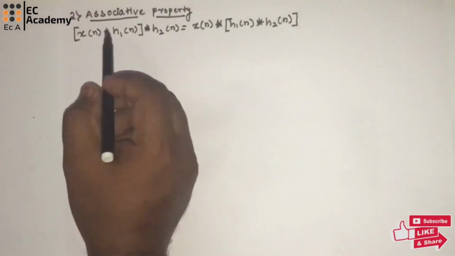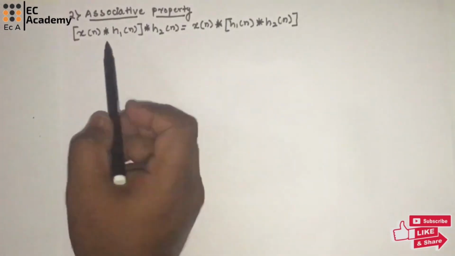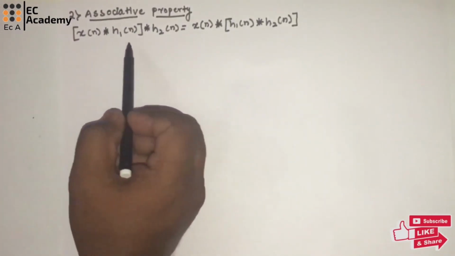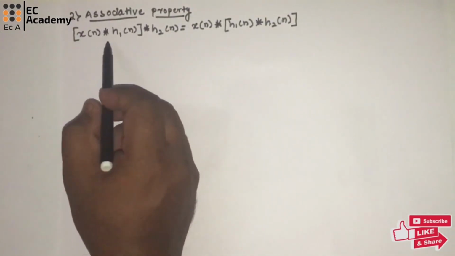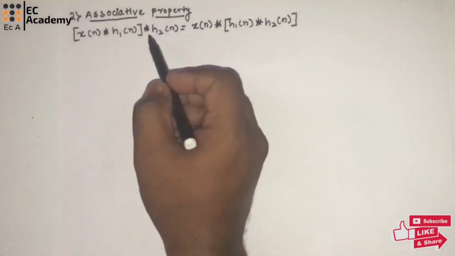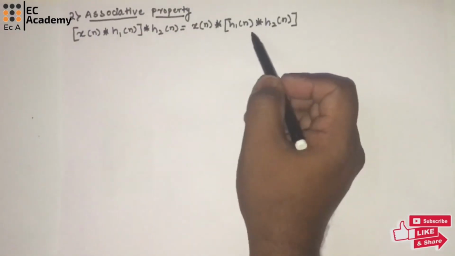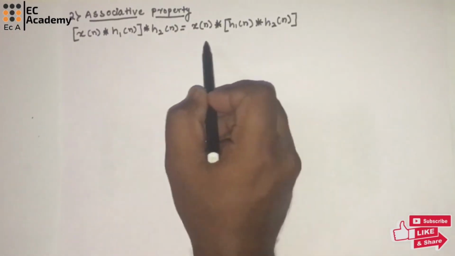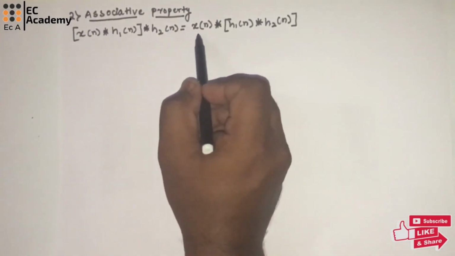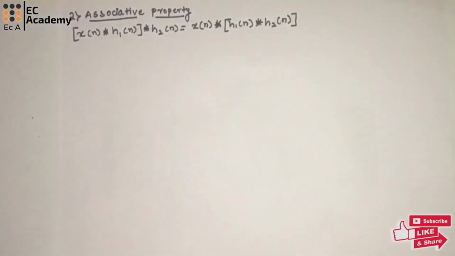Now let us consider the second property, which is the associative property. So here we are taking three terms for convolution. In LHS, x of n convoluted with h1 of n, then it is convoluted with h2 of n. In RHS, h1 of n is convoluted with h2 of n and then that is convoluted with x of n. So we need to prove LHS is equal to RHS.